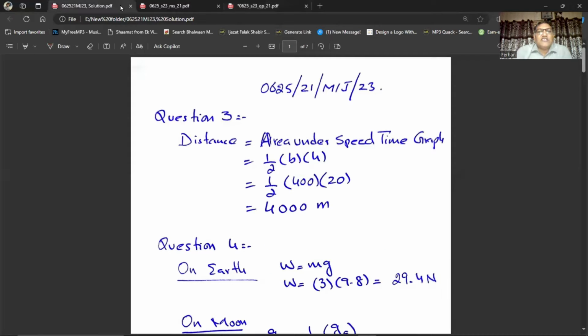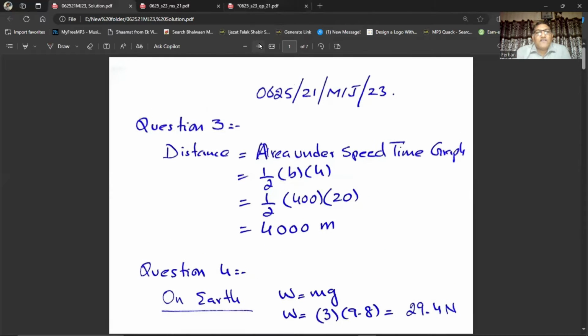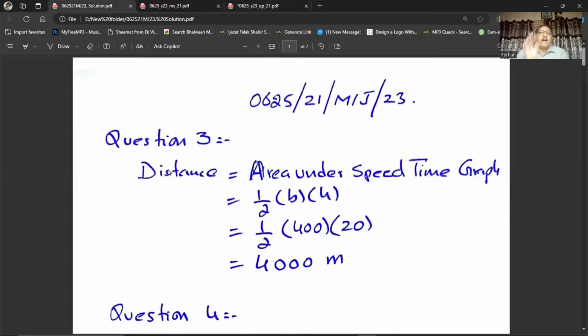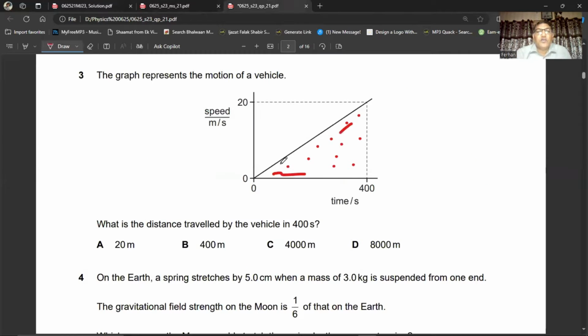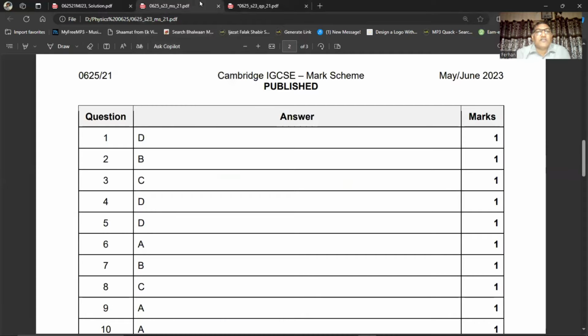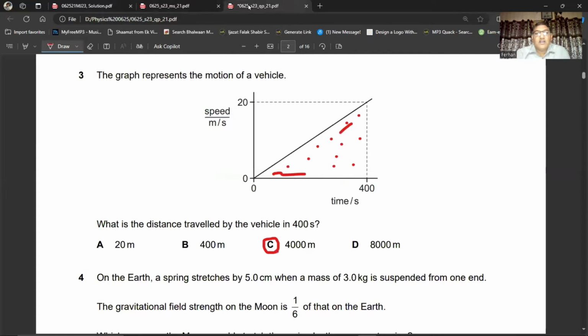So let me show you. I have done this. The distance traveled is equal to the area under the speed time graph, and that is 1/2 base into height. The base is 400 and the height is 20. So 1/2 into 400 into 20, and that is 4,000 meters. 4,000 meters is the right answer. So I think C is the answer. Question number 3, C is the right answer.